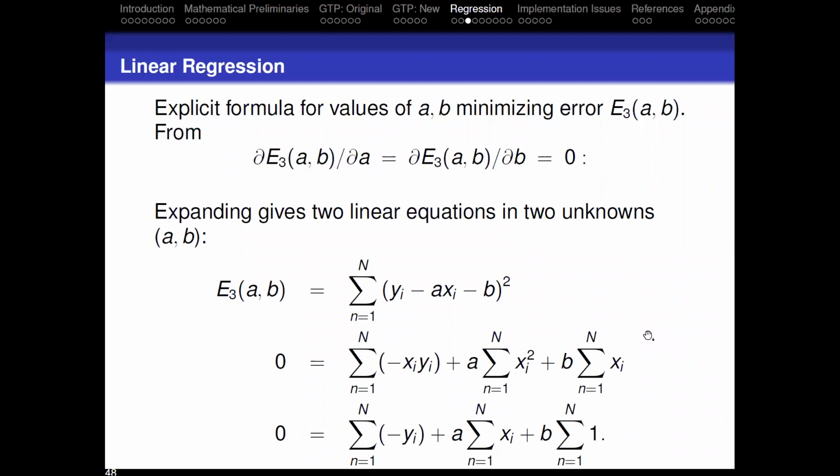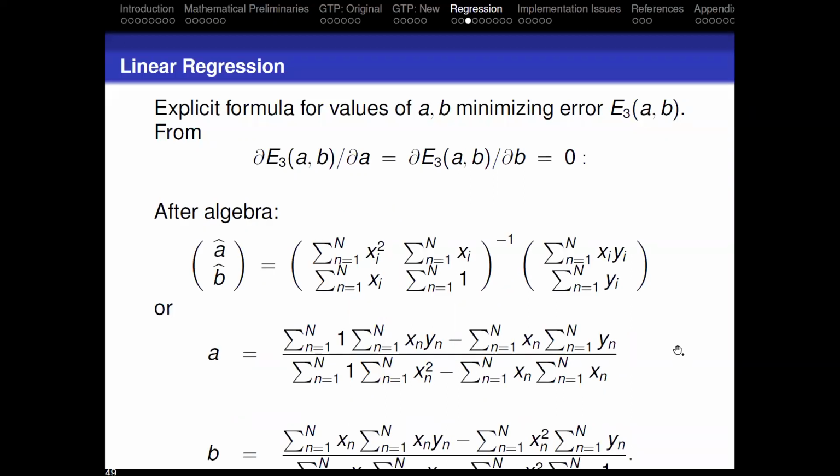And then once we have them equal to 0, we now have, oh, I can just pull out the a's, and this looks like a matrix equation. And so when you solve it, you get your best fit parameters. A hat, b hat is the inverse of the matrix times this vector, or just solving explicitly, you have a formula for a and b. It seems like the bottom of b has been cut off. It's the same as the bottom of a.